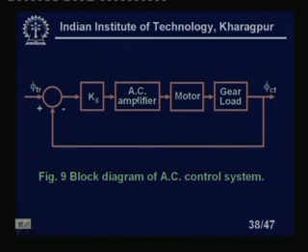This will be amplified. This will go to the two phase servo motor. The servo motor will automatically make the correction, rotating in a direction until this error voltage becomes 0 and phi TR is equal to phi CT. This is the block diagram of our AC position control systems, right.